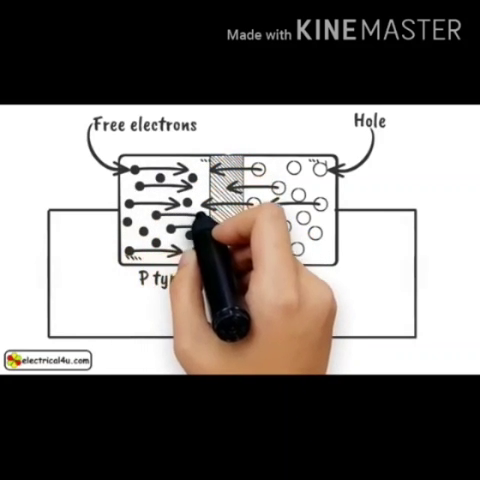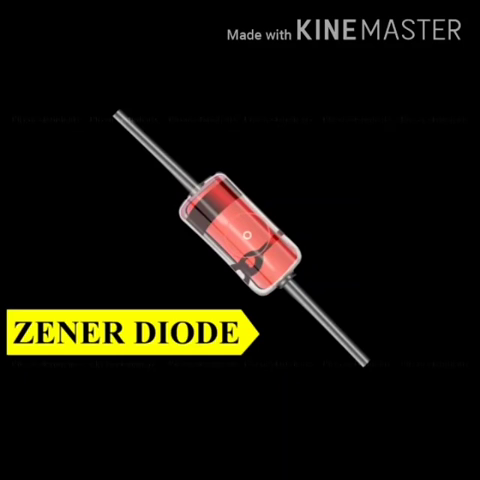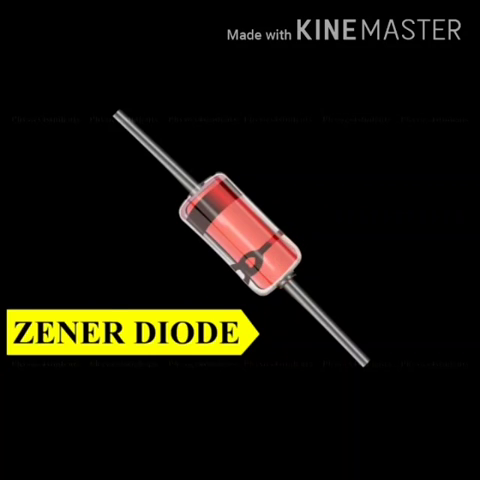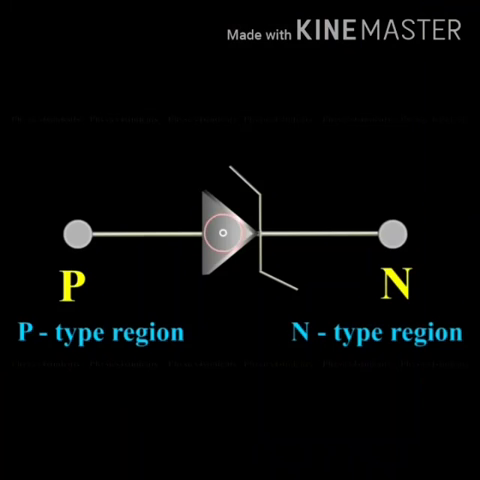The diode current increases sharply. The next topic, Zener diode. A Zener diode is a heavily doped silicon diode used in reverse bias condition and is named after its inventor, Clarence Zener. It is specially designed to be operated in the breakdown region.